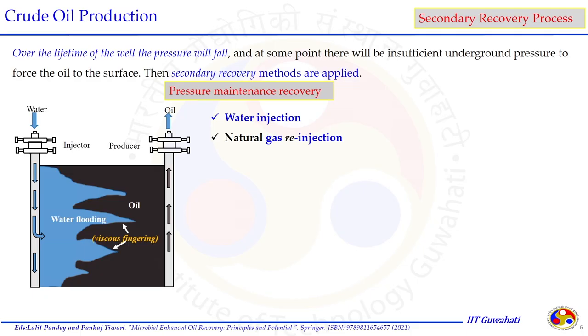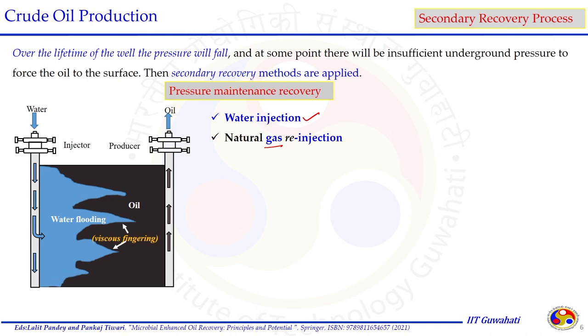When it comes to the secondary recovery process, as I mentioned, over the time of the well, the pressure declines and at some point there will be insufficient underground pressure to force the oil to the surface. So the oil is there, but the driving force, the pressure, is not there. And that's where the secondary processes are implemented. The secondary processes are also called pressure maintenance recovery processes. In these processes, we inject water or we inject gas. That gas could be natural gas, could be CH4, could be nitrogen, could be CO2, depending on the cost and availability. And of course, the reservoir characteristics.